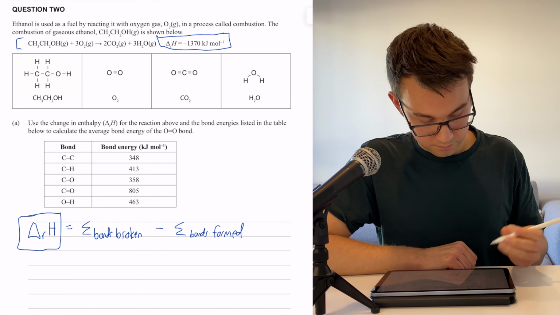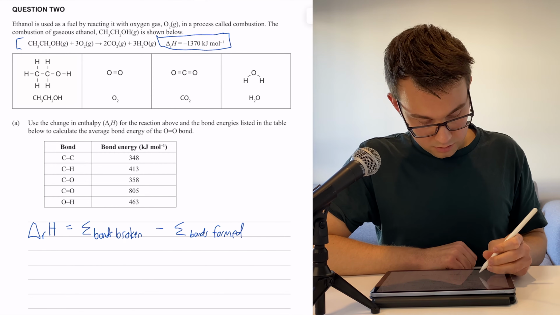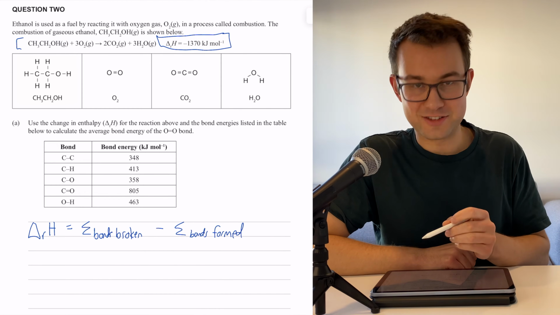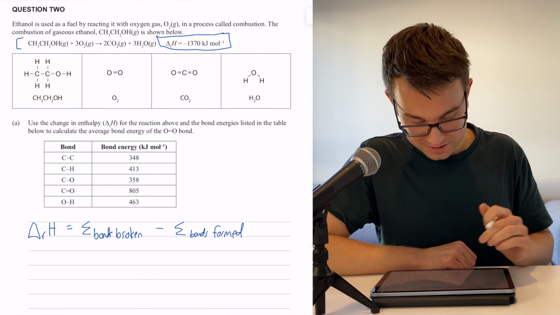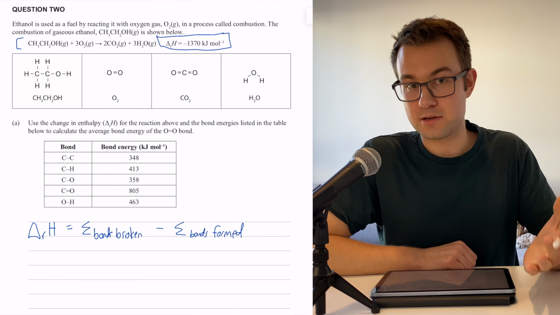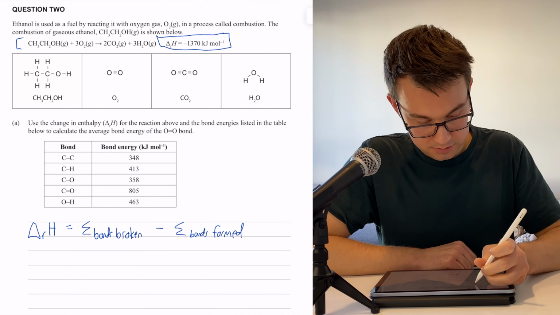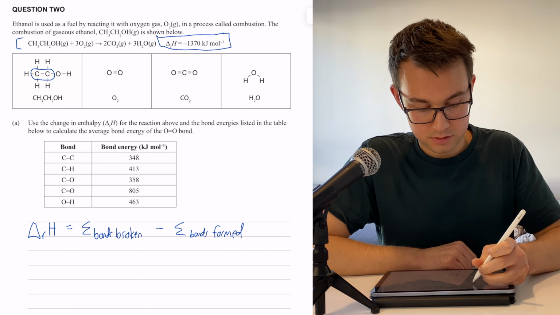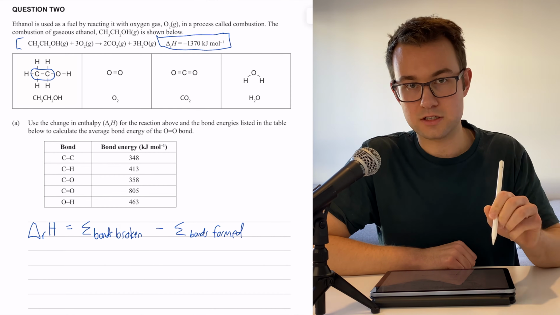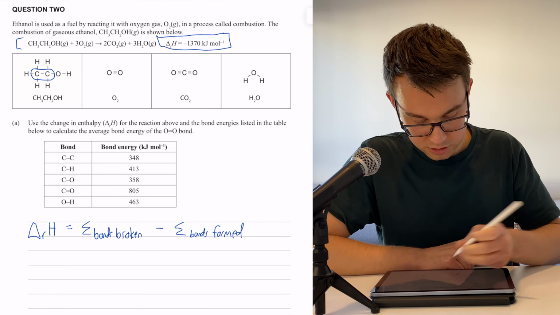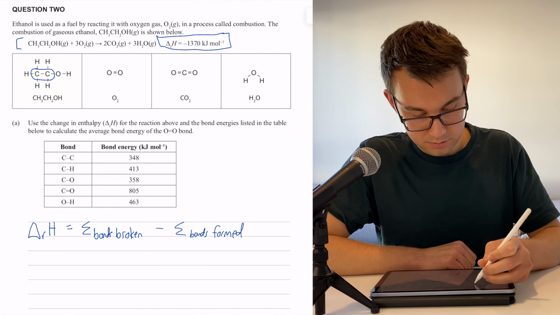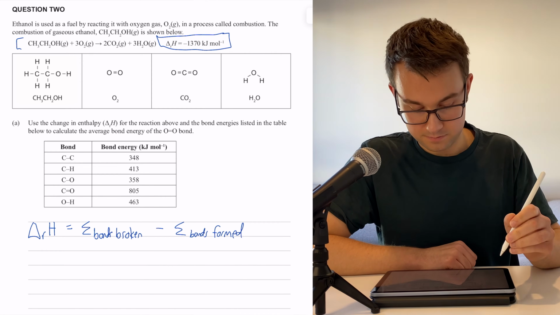Do we want to know why this exists, or do we just blindly trust it because it's an equation that's given to us in NCEA? Bonds broken: it takes energy to break a bond, which makes sense. Like there's this C carbon bond right there. You have to put some energy into it to break it. How much energy? 348 kilojoules per mole. So that's energy going into the system.